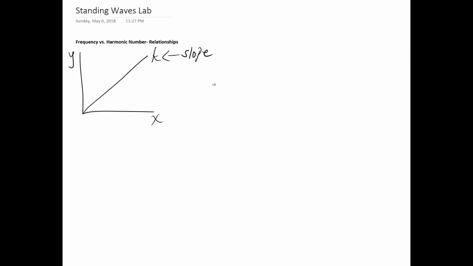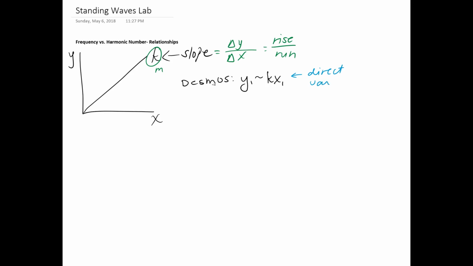To get your slope, I believe what you've been doing in algebra is change in y over change in x, more commonly known as rise over run. Maybe you've called it m, but it's still slope. When you type it into Desmos, you maybe type it in as y sub 1 tilde k times x1. This is what we would call a direct variation, or a linear relationship. These are all words that you've used all year. So what does that mean?